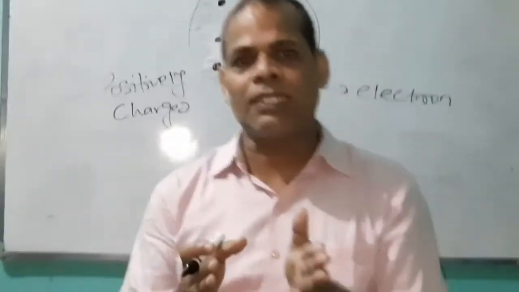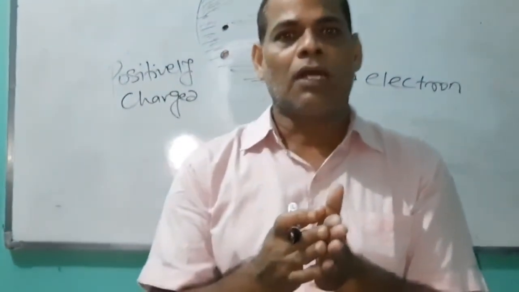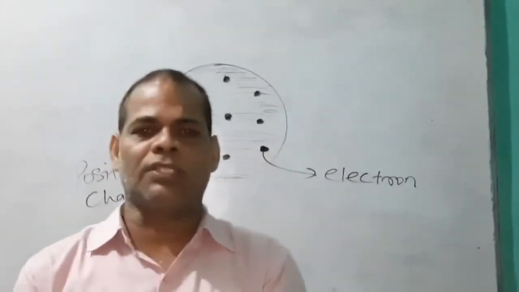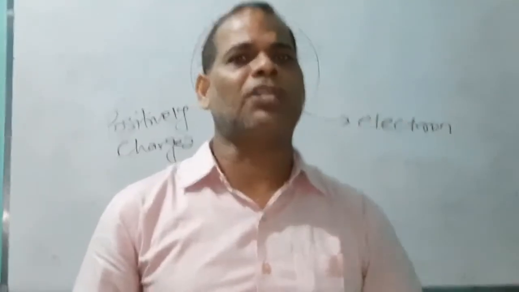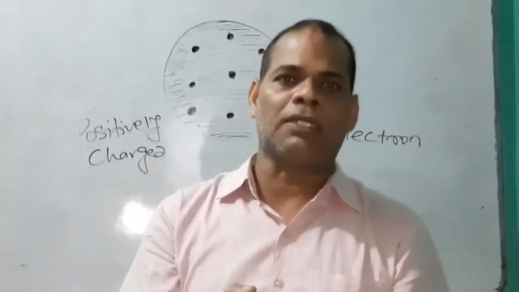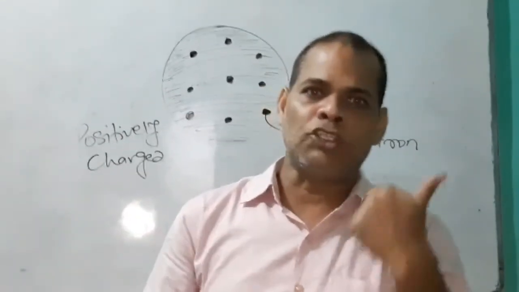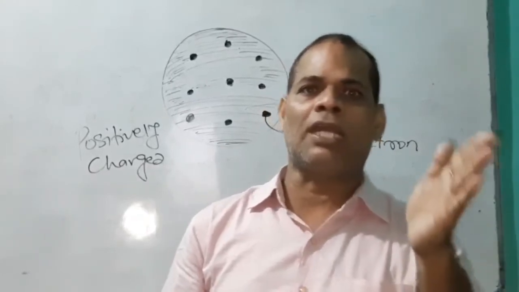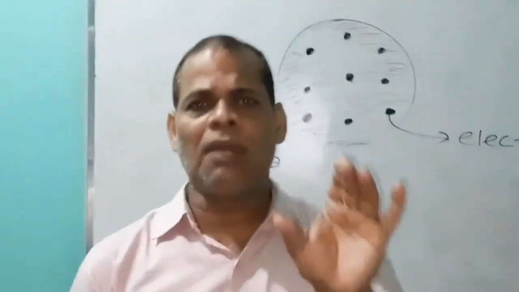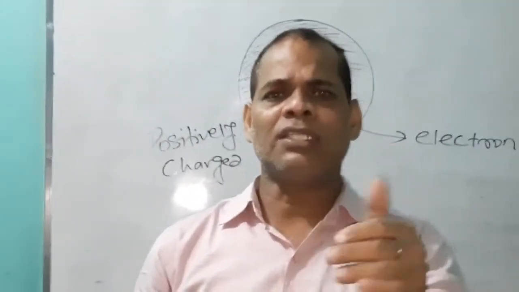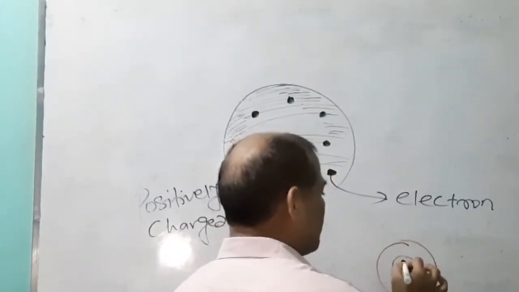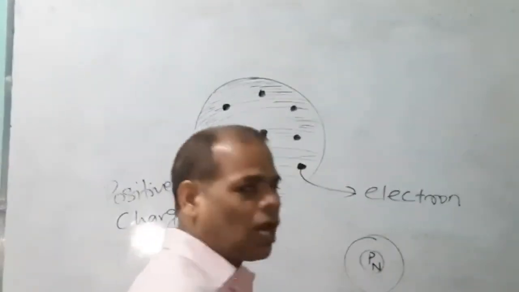Though we have not discussed it yet, to make you understand what an alpha particle is, I have to say that an atom contains electron, proton and neutron. The central part of an atom is called the nucleus. In the nucleus, protons and neutrons are present.